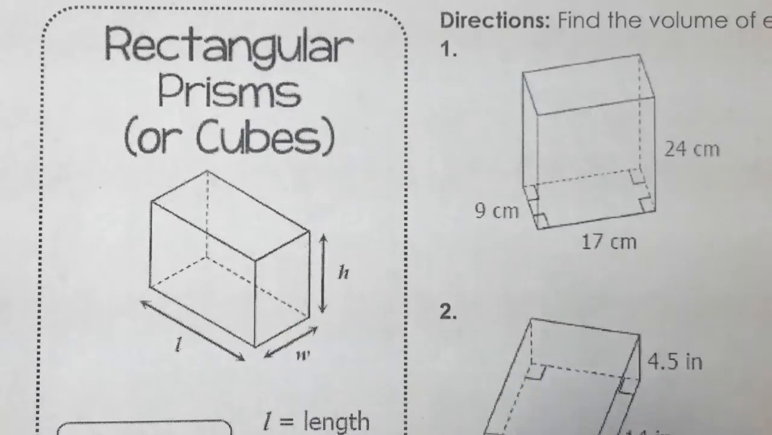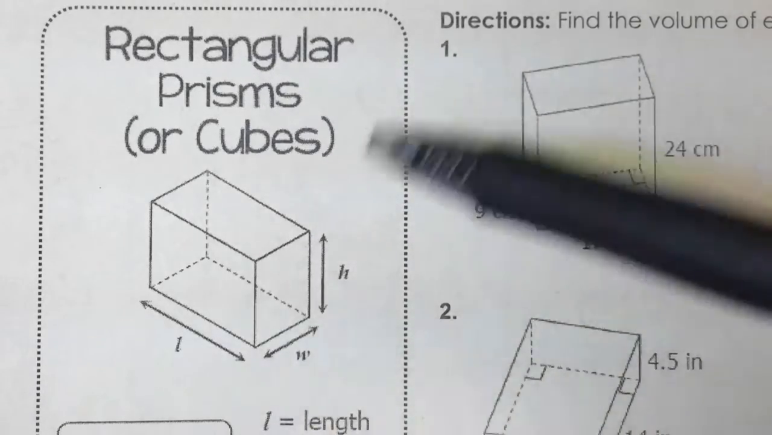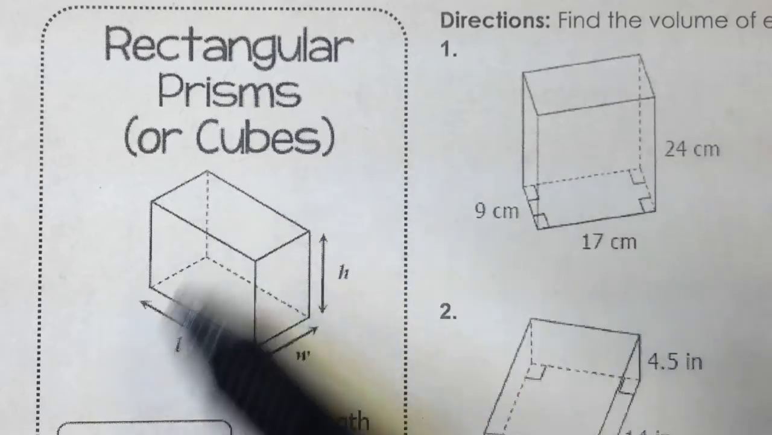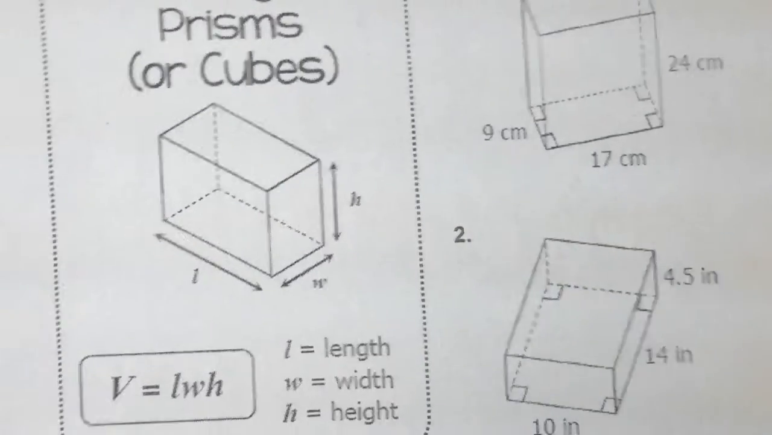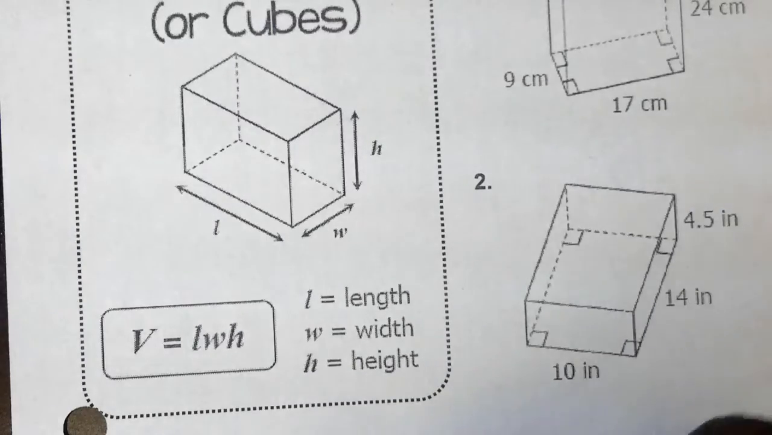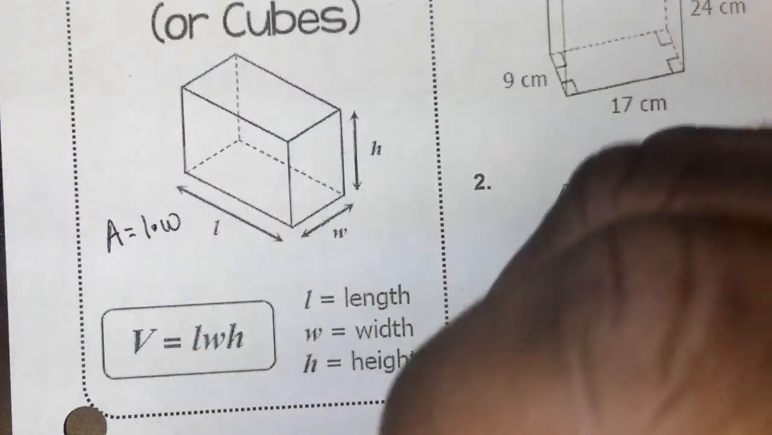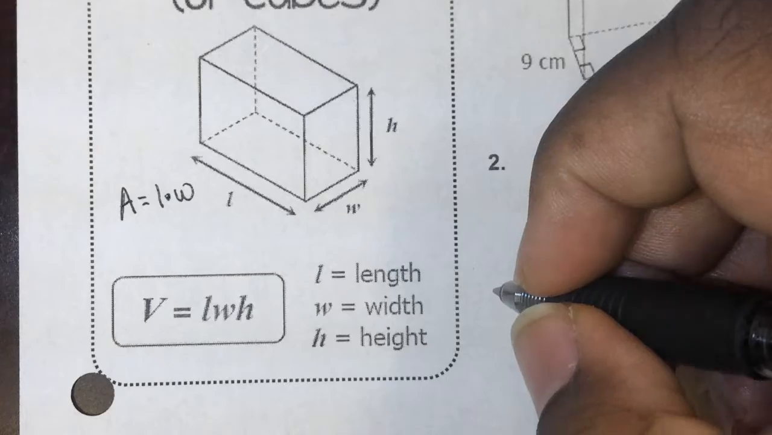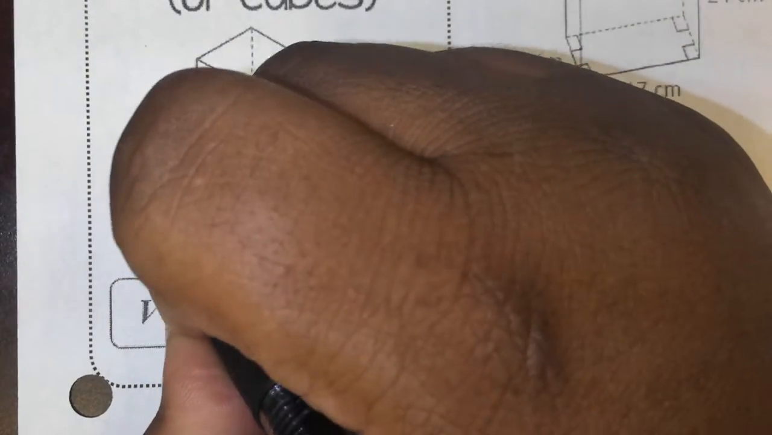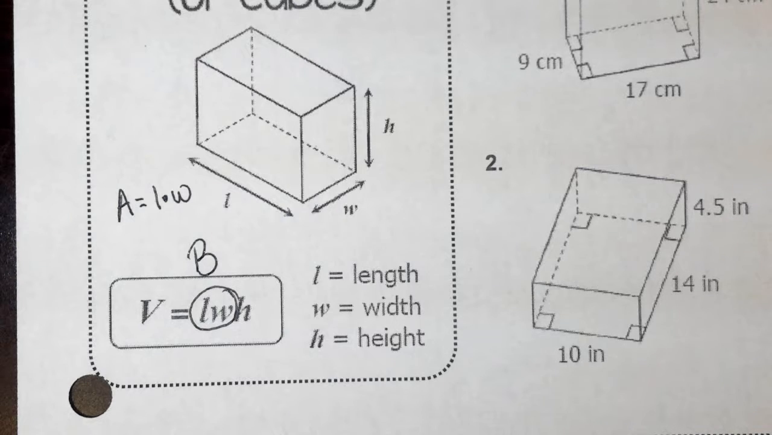For example, on this first one, they already called it by name, but what's the shape of the base on this figure? It's a rectangle, right? How do you find the area of a rectangle? Length times width, right? So in this formula right here, L and W is capital B. That's the area of my base right there. But depending on your shape, capital B changes.